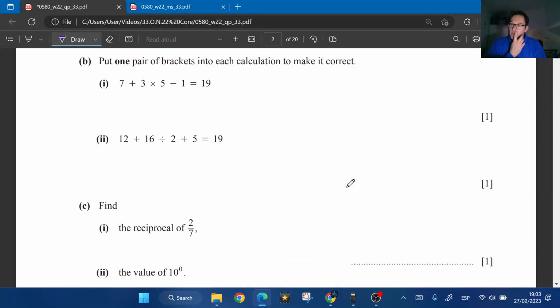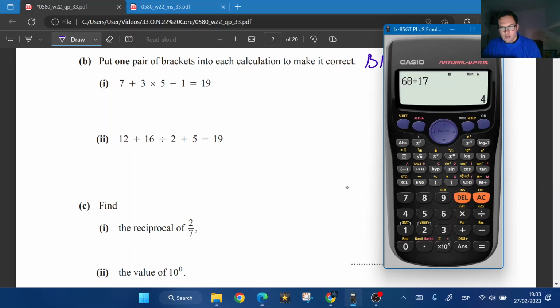Question B, put 1 pair of brackets into each calculation to make it correct. Remember BIDMAS: first brackets, then indices, then divide, then multiply, then add, then subtract. As things are here now, we will do the multiplication first. In fact, we can do it on our calculator. It will be 3 times 5, and then it will add the 7. 15 plus 7 is 22, minus 1 is 21.